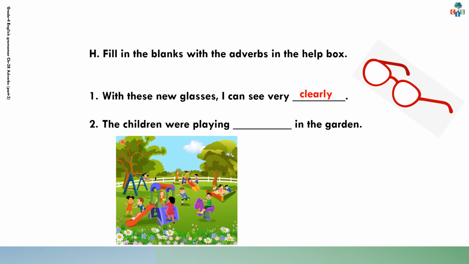Number 2. The children were playing dash in the garden. How were the children playing in the garden? The children were playing happily in the garden. So like this, do this exercise.